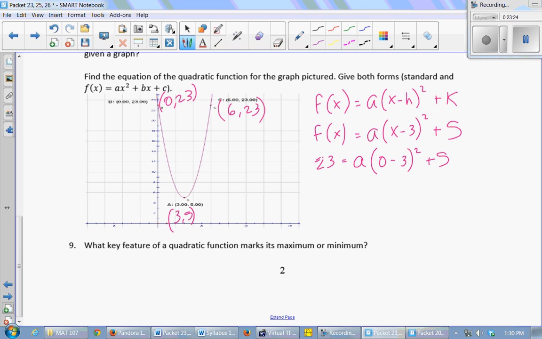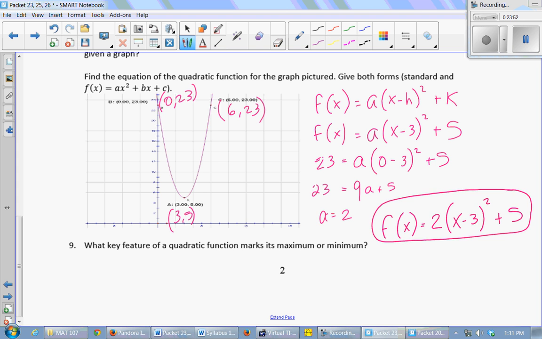So negative 3 squared is 9. So I have 9a plus 5 equals 23. And I get a equals 2. And it did come out positive, which we were expecting because the parabola opens up. So my final version of the formula is going to be f of x is equal to 2 times (x minus 3) squared plus 5. So I went from here to here, plugging in a 2 for a.